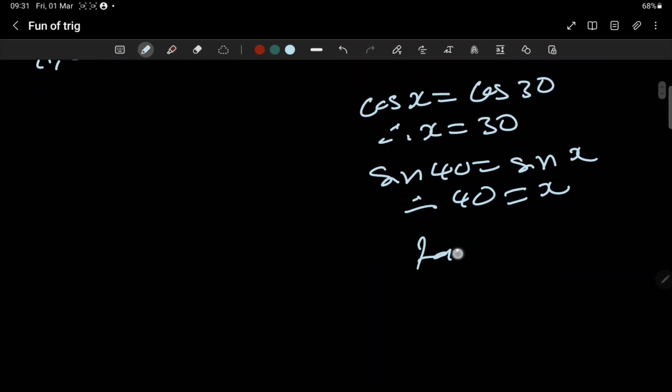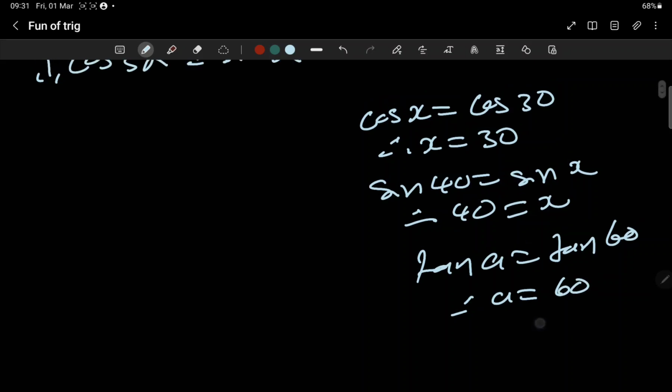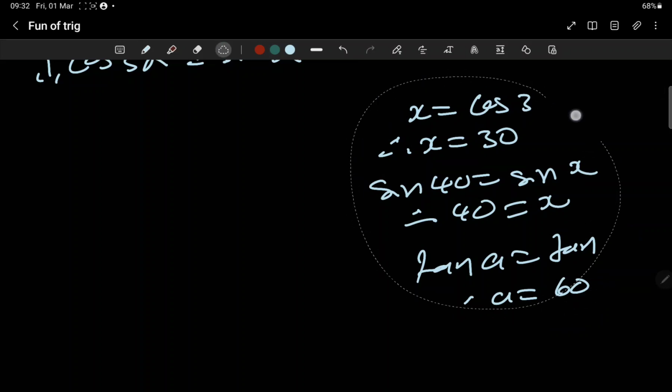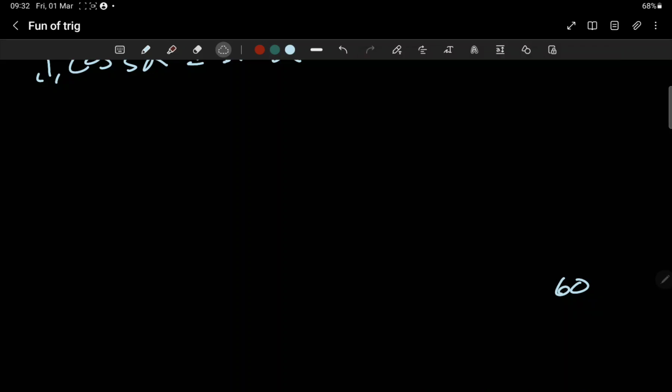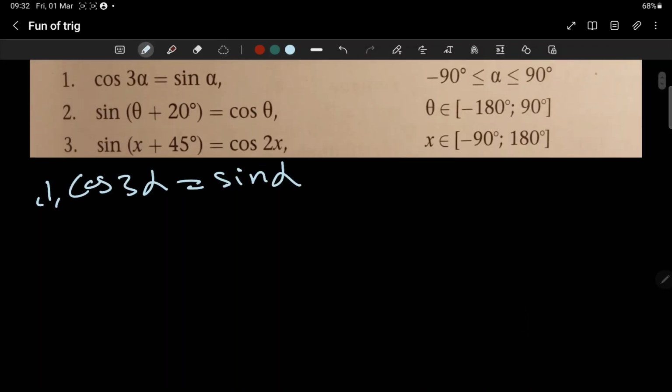And then if we have tan a equals tan 60, to solve for a, therefore a equals 60. You don't divide by tan. You don't say over tan, no. So you need to have that in your head. Let me delete that for space purposes. Okay, now let's solve this one.